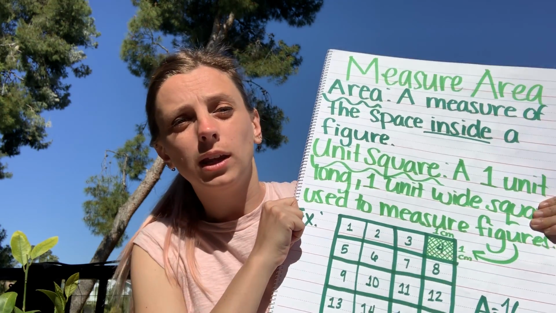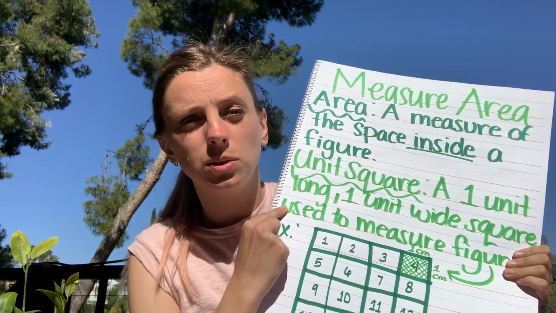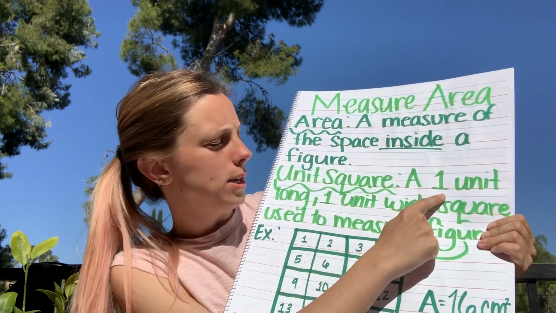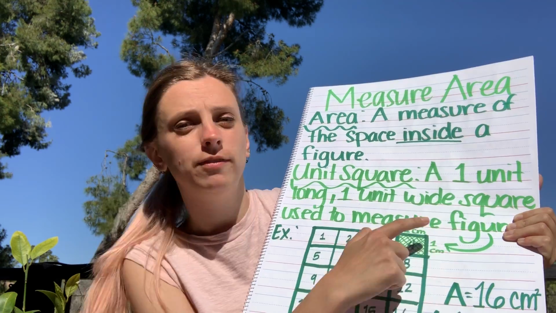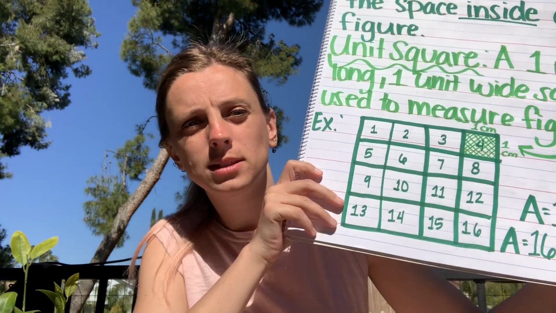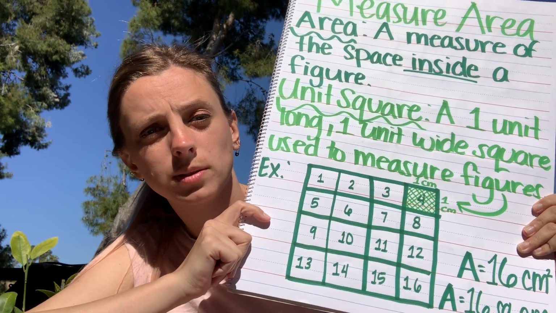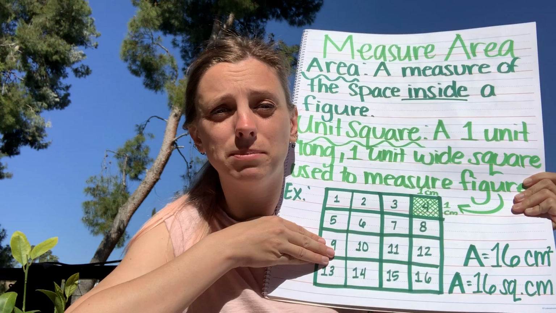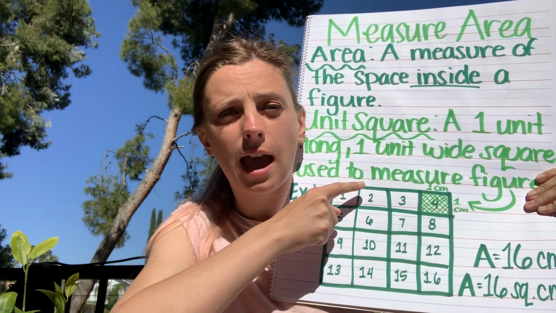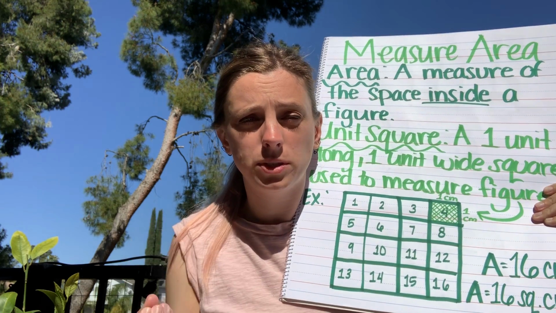So one way that we're going to use today to find area is those unit squares again. So again, a unit square is a 1 unit long, 1 unit wide square used to measure a figure. And I've broken up this shape right here, this square, into unit squares. So you can see, I already numbered them, but a lot of times they'll be empty at first. You're going to have these empty squares, just like when we had perimeter, to help you solve.